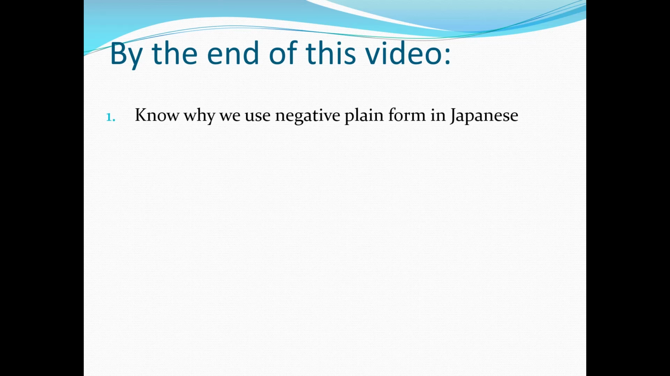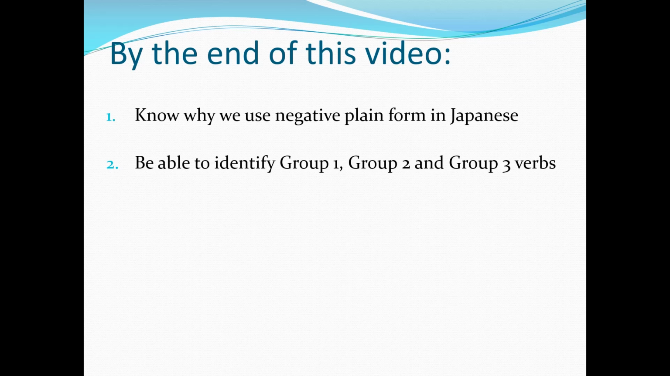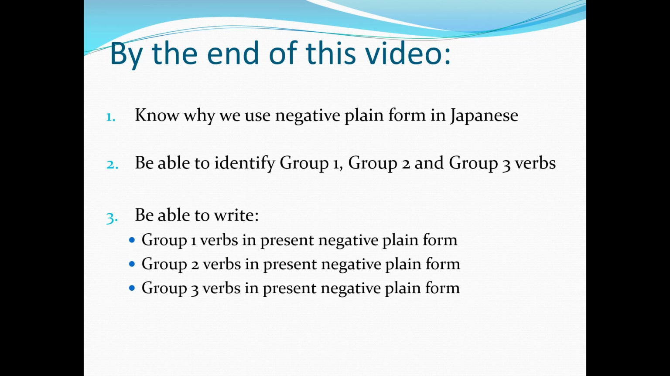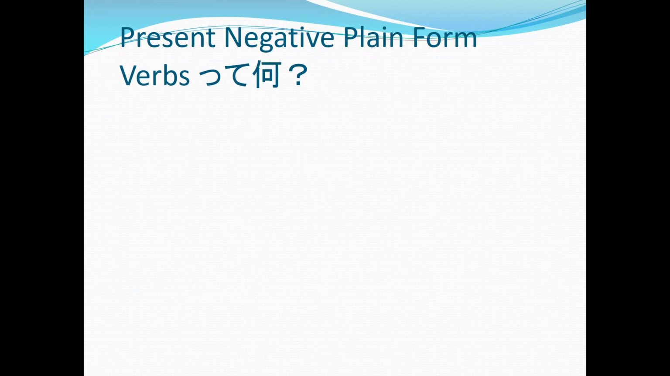So by the end of this video, you are going to know why we use negative plain form in Japanese, be able to identify group 1, group 2, and group 3 verbs, and from that be able to write group 1, group 2, and group 3 verbs in present negative plain form. So make sure you can do all of those things by the end. If not, you're going to need to review.